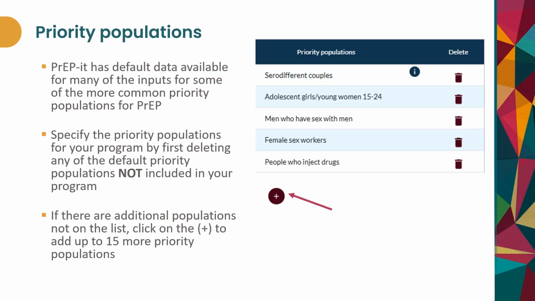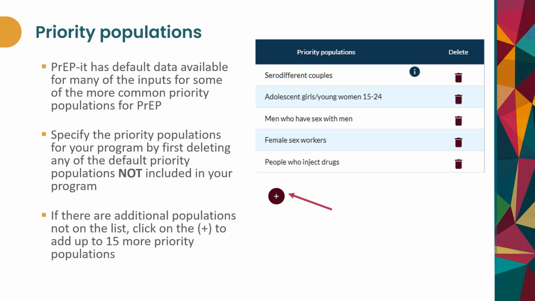The first step is to specify who is receiving PrEP in our program. For these default populations, PrEP-IT has default data on population size estimates, costs, and impact factors. To begin, review the default priority populations and delete any that are not included in the program by clicking on the delete symbol. For additional populations not on this list, you can click on the plus sign and add up to 15 more priority populations and name them. Keep in mind that these added populations will not have default data, and you will need to input these data as you move through the tool.